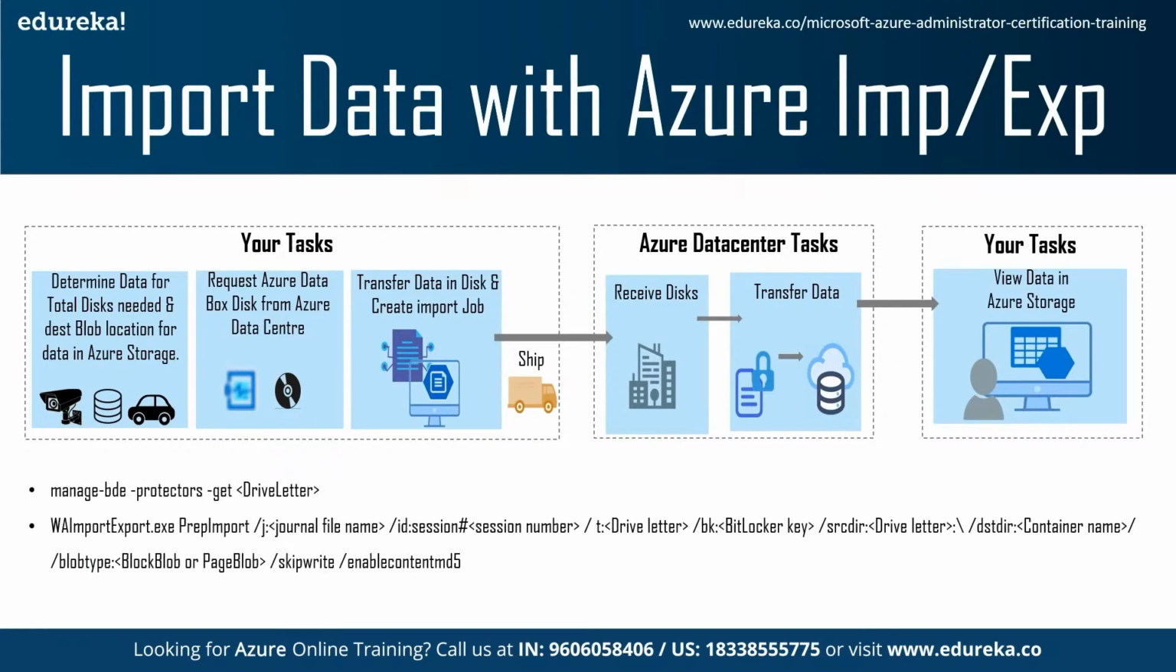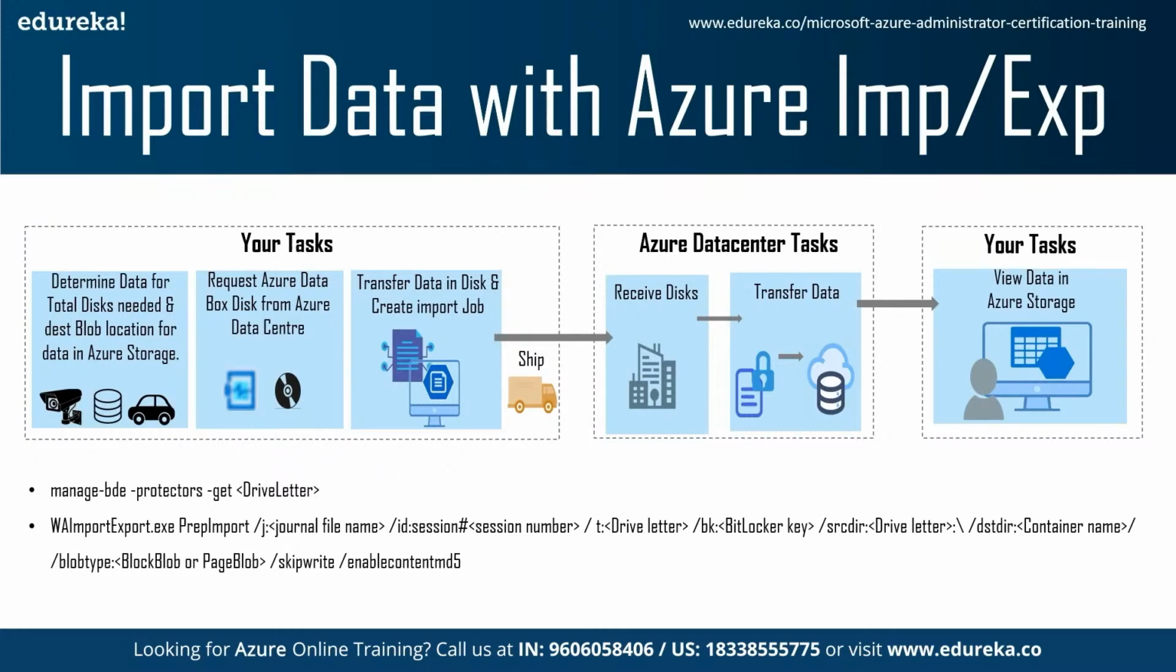These are the commands you can see. The first command is manage-bde -protectors -get followed by the drive letter. The drive letter is what you have seen in your local disks, like local disk C, local disk D, local disk F. These C, D, F are drive letters. So this is the first command you have to give.